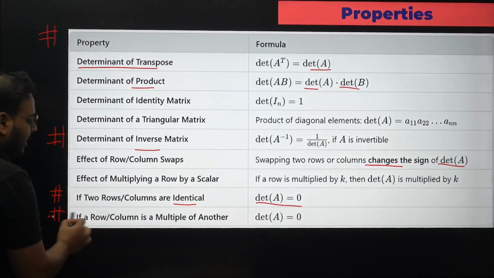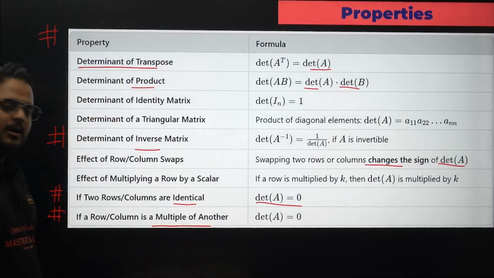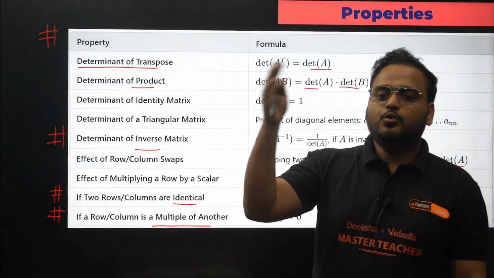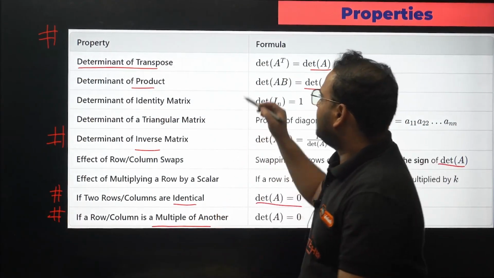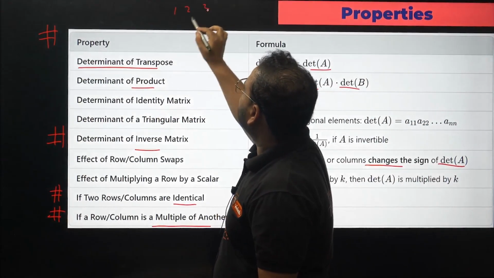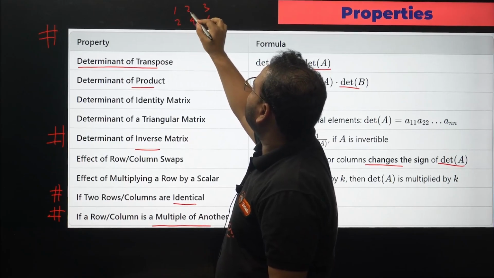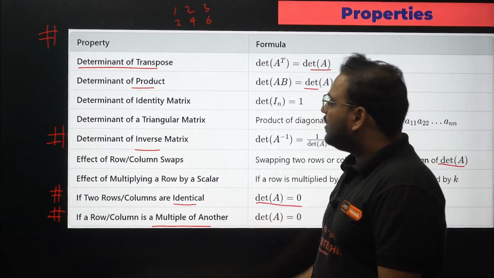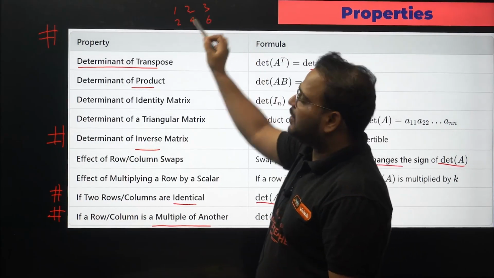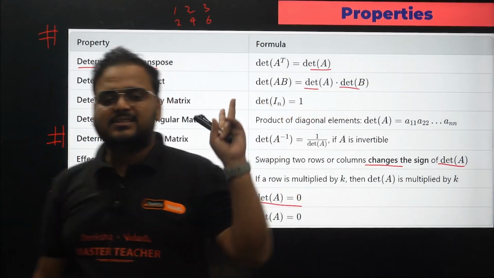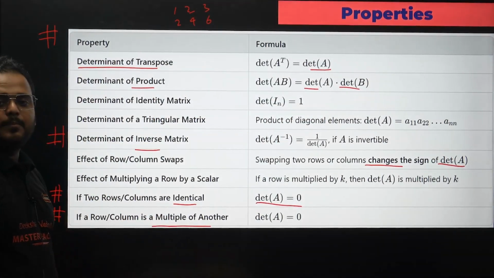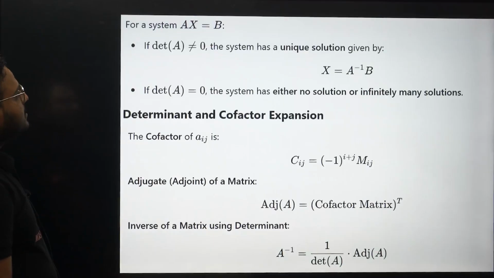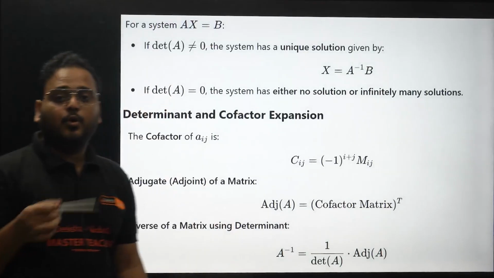And if rows or columns are multiples of each other, let's say one of the rows is 1, 2, 3 and the other row is 2, 4 and 6, isn't the multiple here 1 to 2, 2 to 4 and 3 to 6? If it is a multiple of another, simply the determinant will become equal to 0. If you have two rows like this, either equal or multiple, determinant will come out as 0. Okay, done. So properties are very important. Please download the class notes and go through this.